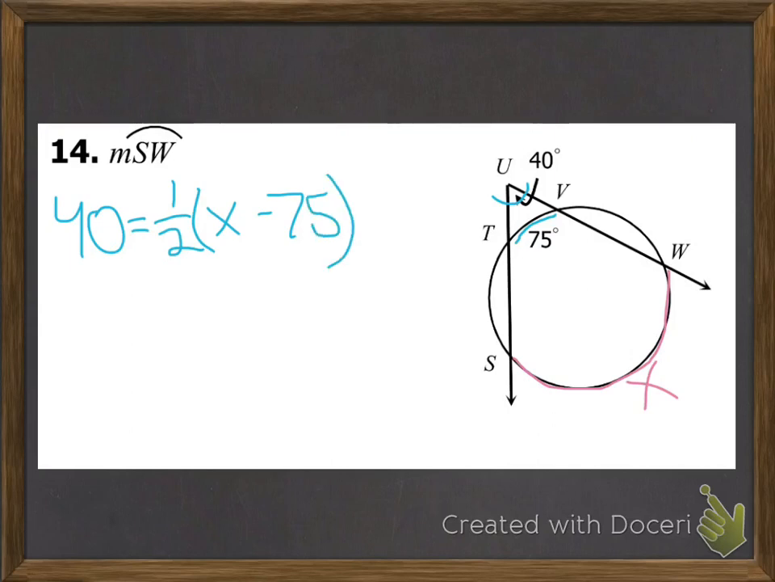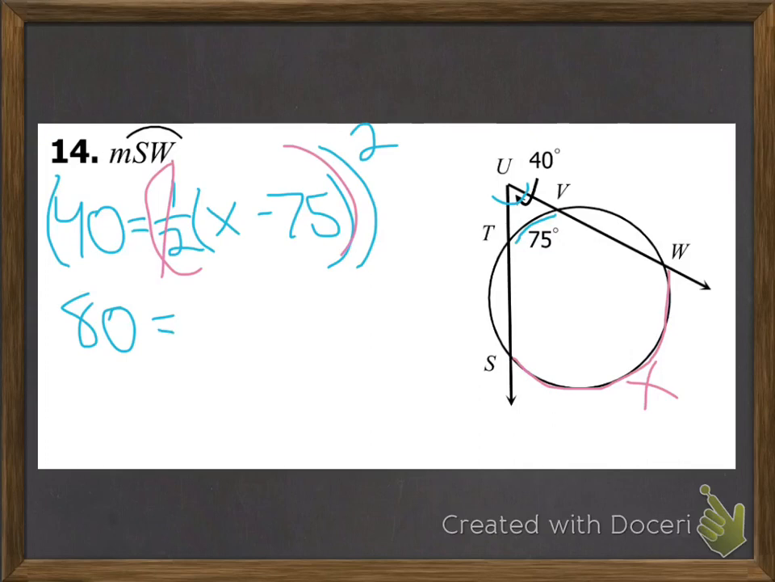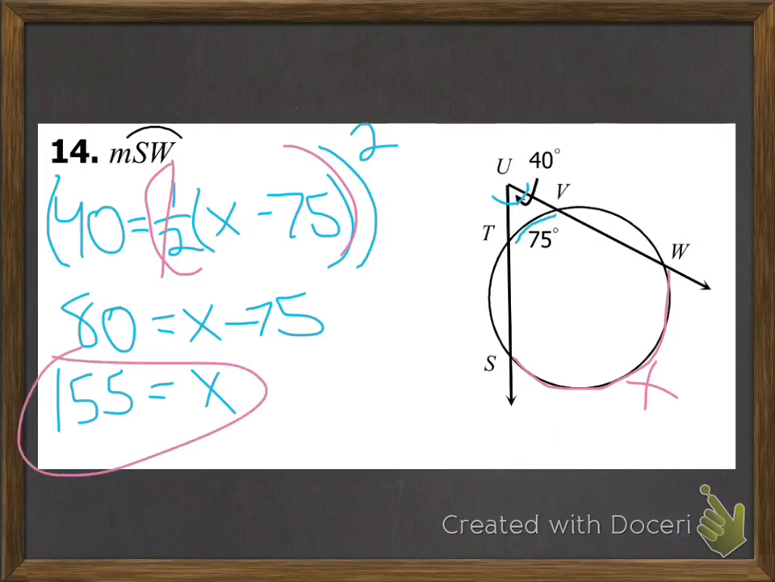Alright, so now we need to solve for x. I want to get rid of the fraction, so I'm going to multiply the whole thing by 2. When you multiply this side by 2, the fraction's going to go away. And then 40 times 2 is going to be 80. And now it's going to be equal to x minus 75. So now add 75 to both sides, and x is going to be equal to 155 degrees. In fact, let me circle it in pink, since it's the pink arc.